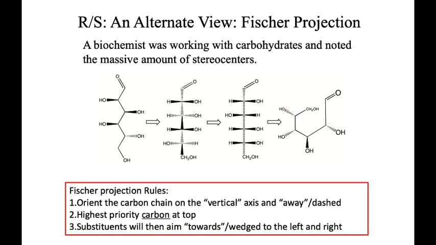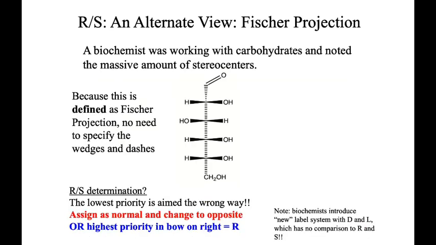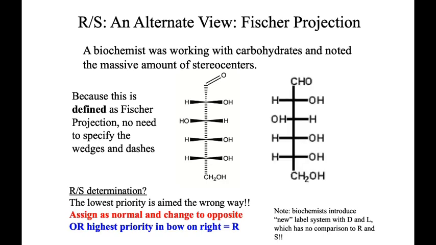Okay? So, this defines it. See, I knew I screwed it up. This defines it for our Fischer projection, so it simplifies our drawing, and we can end up with that. For our R and S determinations, you can assign as normal, but we just change it to the opposite. Okay? Or actually, no, here we go.